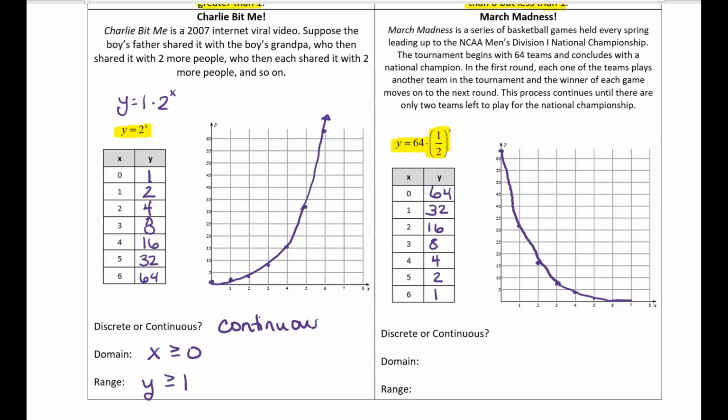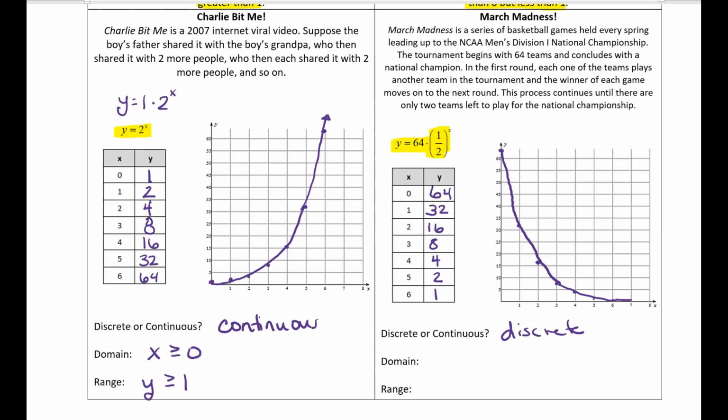And our first one, Charlie Bit Me, was growing. It started out really slow and it jumped up really fast. And this one is kind of the opposite. We start up really high and then we're cutting things down really quickly and then it kind of evens out. So in this case, I don't think there's much argument. This is definitely a discrete situation because we're talking about teams and the number of teams per round. So this is discrete. So I really shouldn't have a line here. Again, I just drew it to show what was happening.